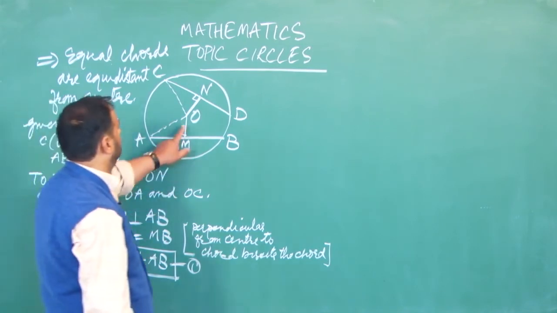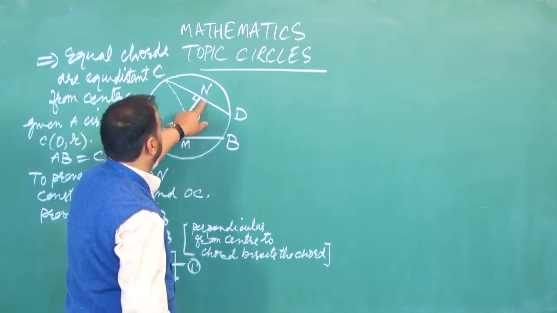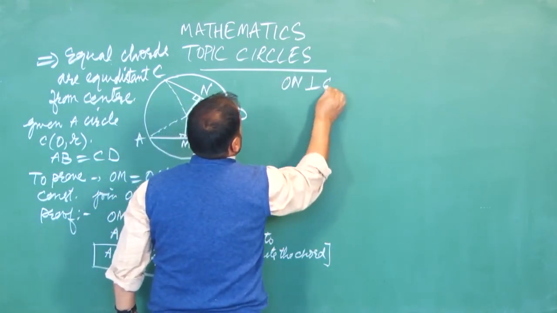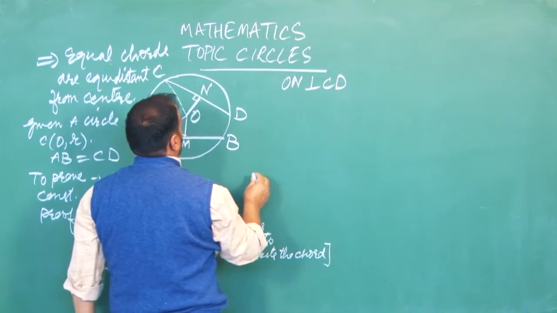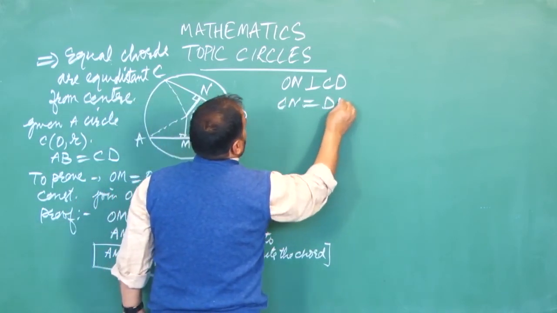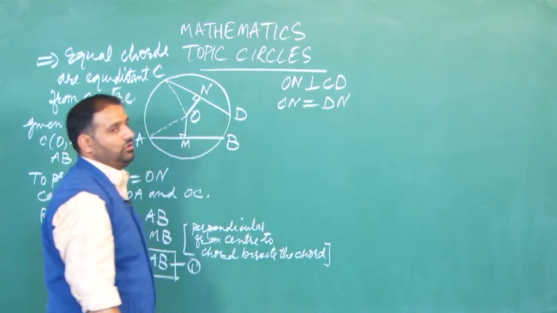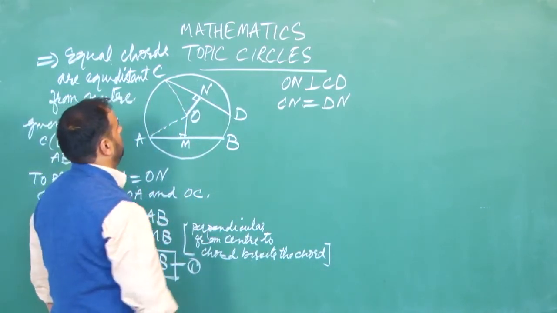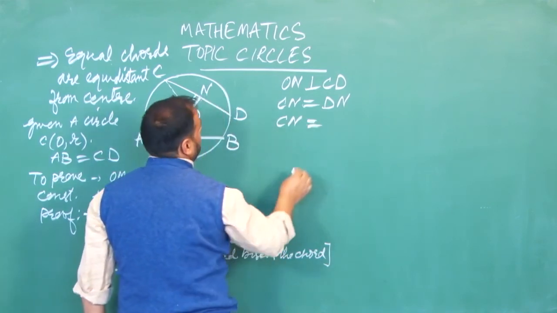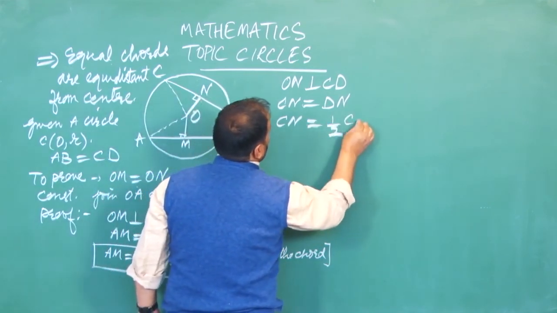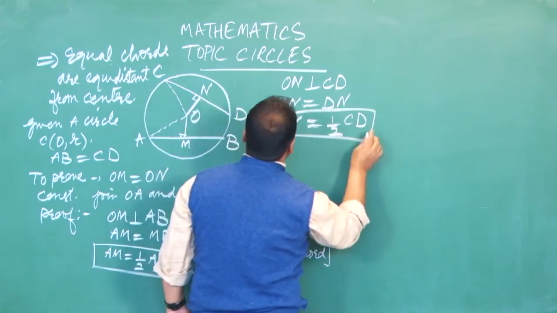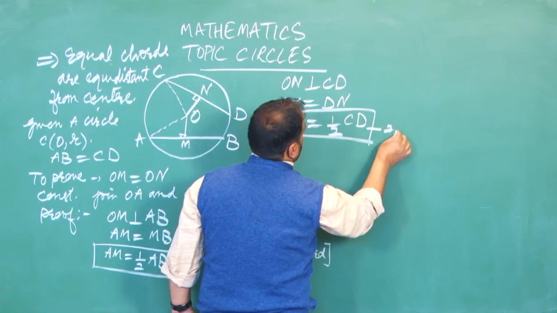Now, again the same reason for CD also. ON is perpendicular to CD, and then we have CN equal to DN, because a perpendicular drawn to a chord bisects it, and each equal part is half of the whole. Then CN is half of CD. Keep this result as equation 2.